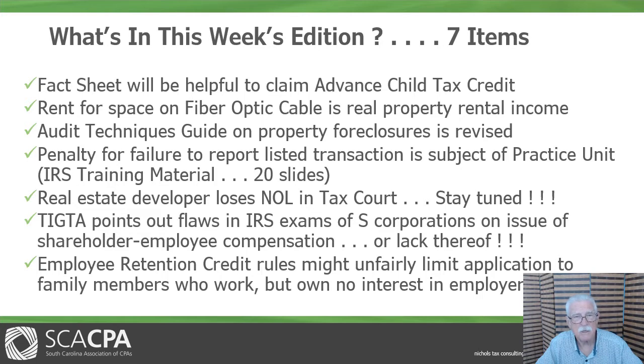What is in this week's program, by the way? 7 items: a fact sheet that will be helpful to claim the advanced child tax credit or stop it, by the way. Rent for space on fiber optic cable is real property rental income. That'll be important to a real estate investment trust. An audit techniques guide, and yes, that is plural, on property foreclosures has been revised and is important. The penalty for failure to report listed transactions is the subject of a practice unit, IRS training material produced. This one happens to be 20 slides for training their own auditors.